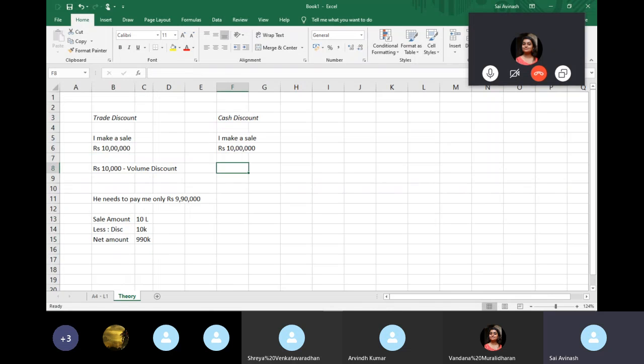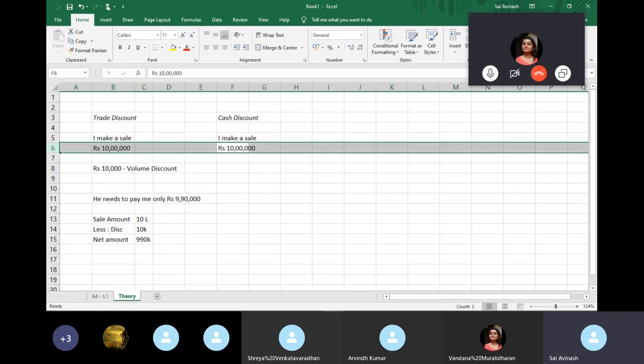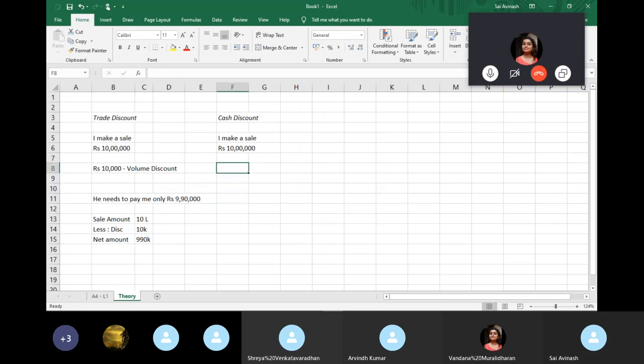A cash discount is, let's say that 10 lakhs is a normal sale for me, right? But the credit period is 30 days, which means I'm giving him 30 days after the day of sale to pay me the 10 lakhs. The customer pays in 10 days. So what does this mean? I had given him 30 days to pay me, but he pays me in 10 days itself, which means I have the 10 lakhs 20 days ahead of when I'm supposed to receive it.